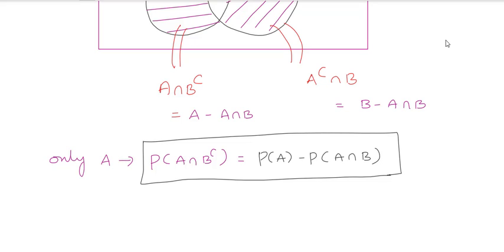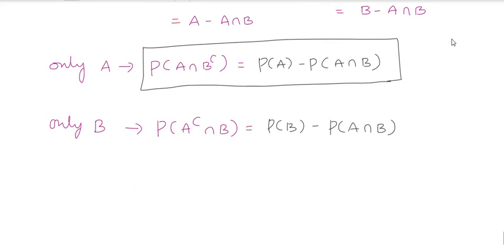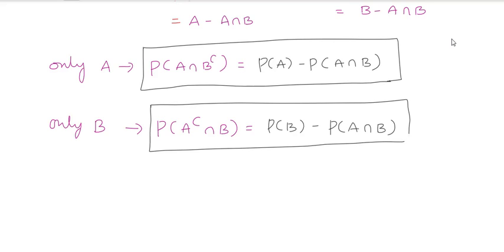Similarly, can you go for only B? Only B means probability of A complement intersection B. Am I correct or not? Similarly, how will I represent this one? Probability of B minus probability of A intersection B. For giving the analysis of this, I just took that Venn diagram. That's all, nothing more than that. Clear with my point?